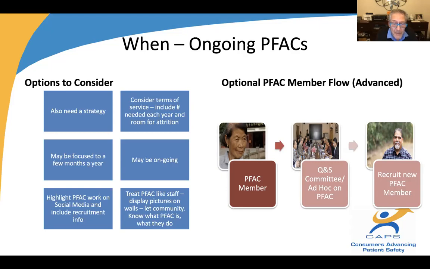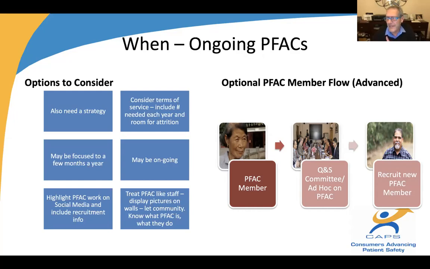Maybe be focused to a few months a year, maybe ongoing. Here's what I find, that hospitals that have a robust PFAC, they will meet every single month, except for maybe holidays, Thanksgiving, Christmas. But hospitals that don't do so well, that don't have such a robust PFAC, they tend to meet maybe every quarter. And I find that you lose out because the council members, especially from the community, are not engaged enough. And we'll get into that a little bit.